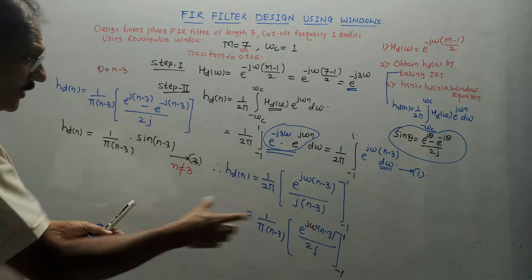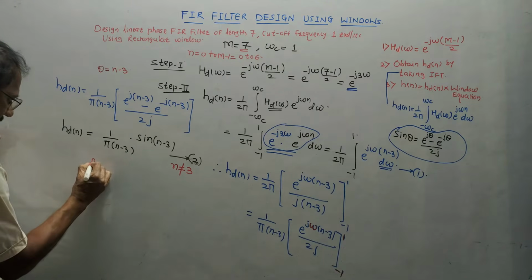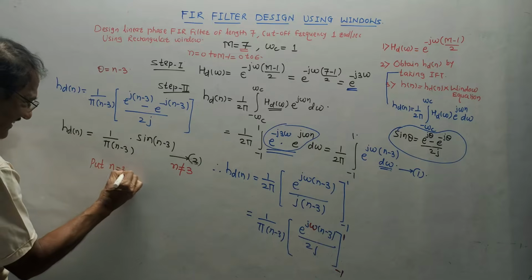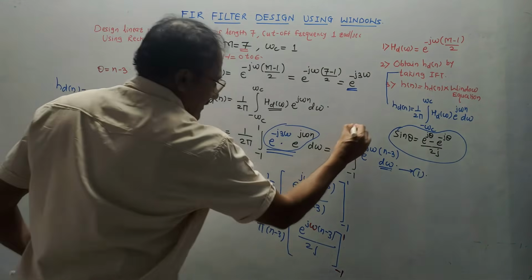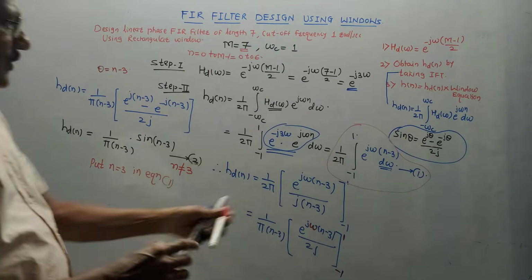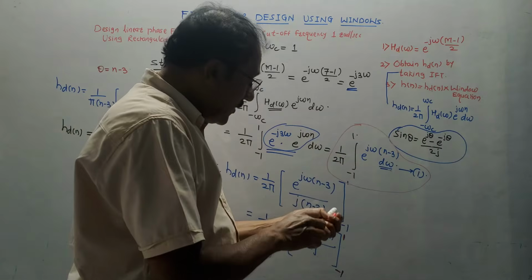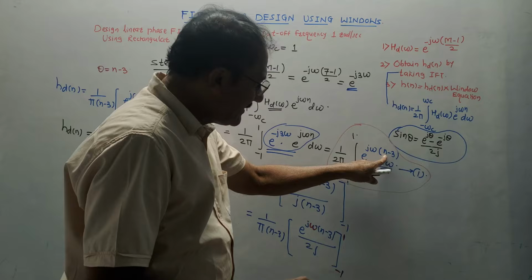Now, for n is equal to 3 it is not valid, but for all remaining values it is valid. To get the value for n is equal to 3, put n is equal to 3 in equation 1. Look at this equation. This is equation 1. In equation 1, I will have to put n is equal to 3. So if you put n is equal to 3, this becomes e raised to j omega 3 minus 3.